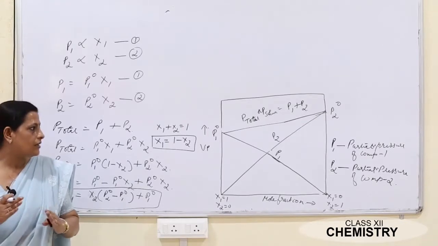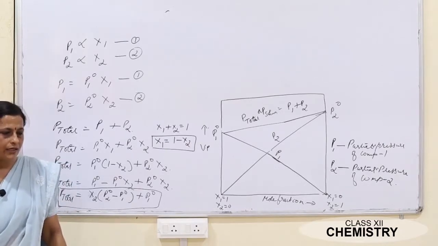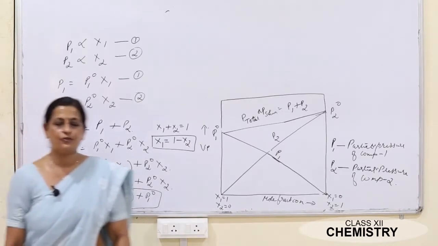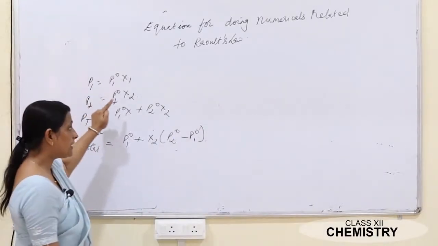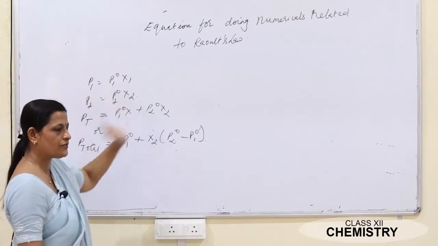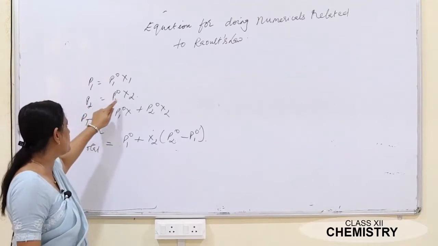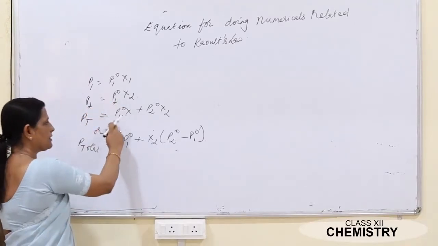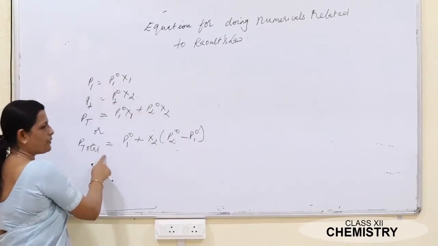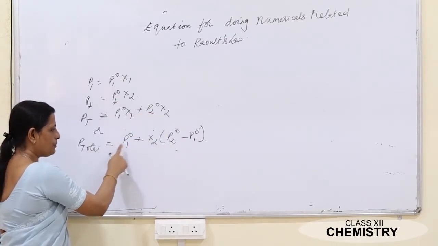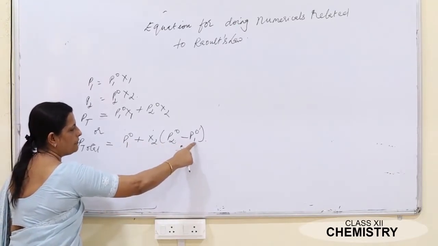So with this concept only, we'll be doing some numericals. Okay. So for doing numericals, the equations which you are going to use are as follows. I'll just write it on the board. Now for doing numericals related to Raoult's law, the equations which you'll be using is P1 is equal to P1 naught x1, P2 is equal to P2 naught x2, P total is equal to P1 naught x1 plus P2 naught x2. Or you can use this equation also. P total is equal to P1 naught plus x2 into P2 naught minus P1 naught.